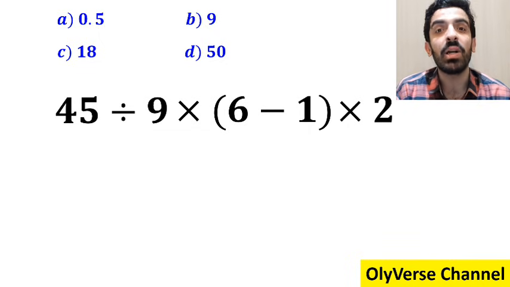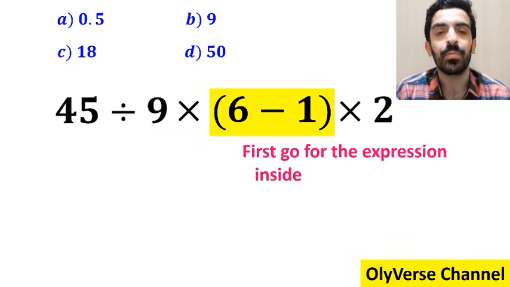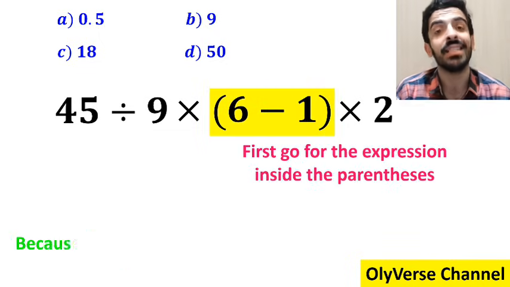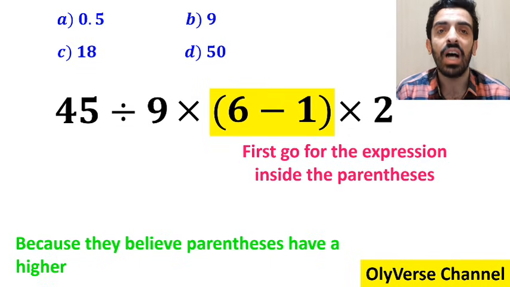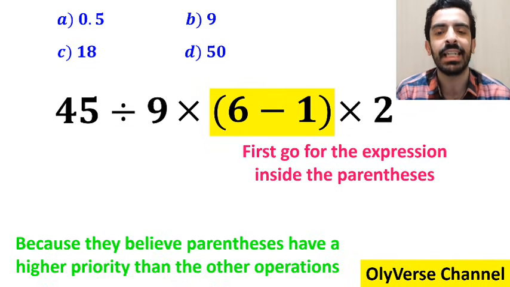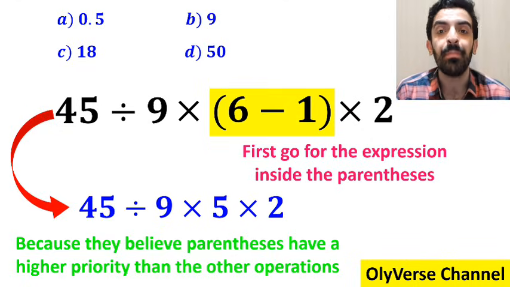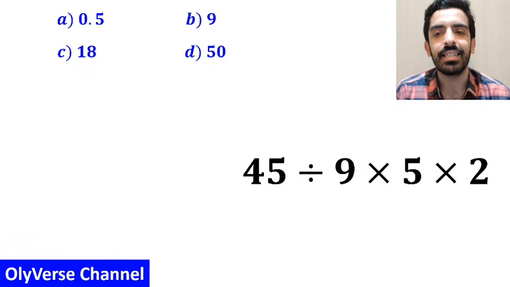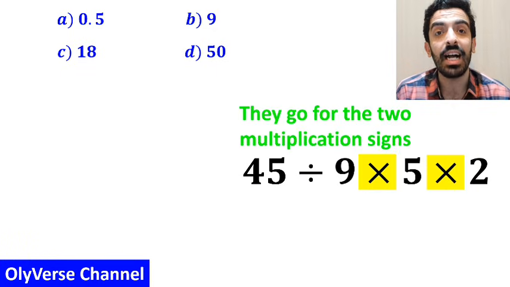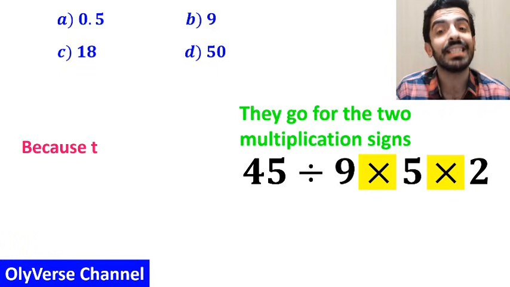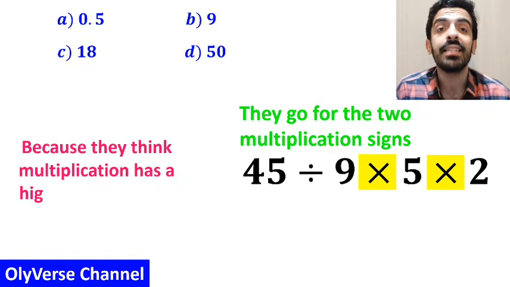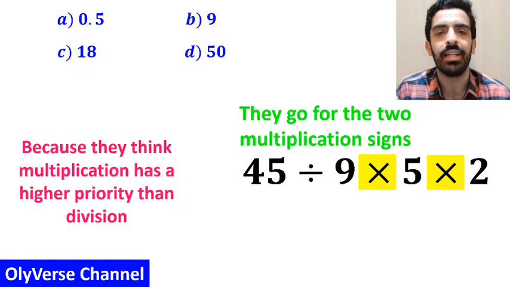Many people, when trying to solve this question, first go for the expression inside the parentheses because they believe parentheses have a higher priority than the other operations. So, they simplified this expression to 45 divided by 9 times 5 and multiplied by 2. And the next step, they go for the two multiplication signs that I've highlighted in yellow because they think multiplication has a higher priority than division.